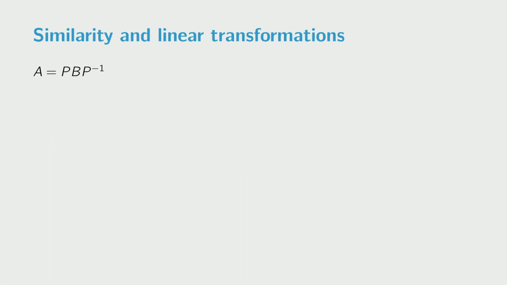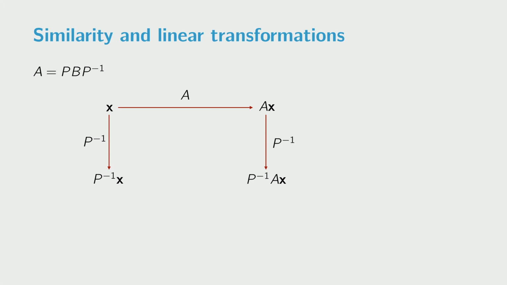Suppose A is P times B times P inverse. Consider the linear transformation which sends a vector x to A times x. Now, multiply both the vector x and the vector A times x with the matrix P inverse. Now the vector P inverse times A times x can be obtained from P inverse times x by matrix multiplication. Which matrix does this job? The answer to this rhetorical question is, of course, B.